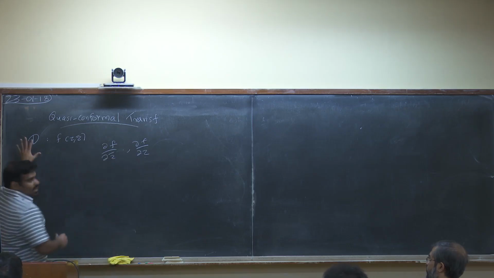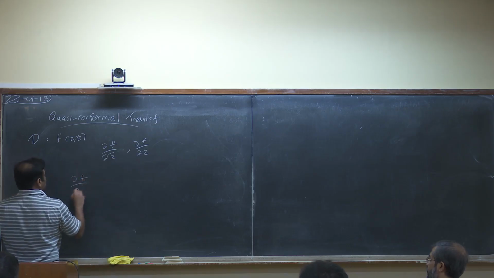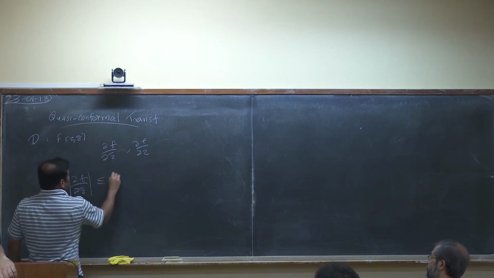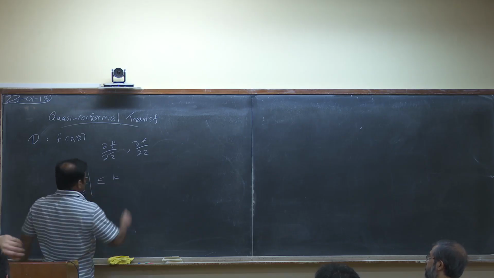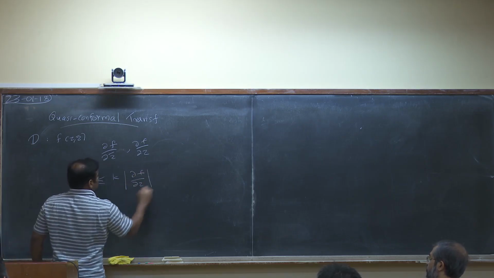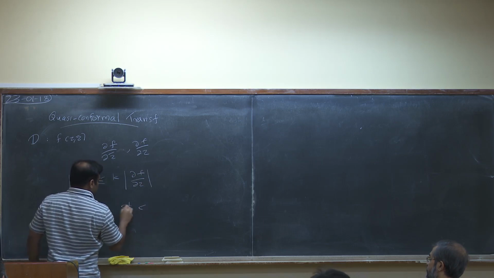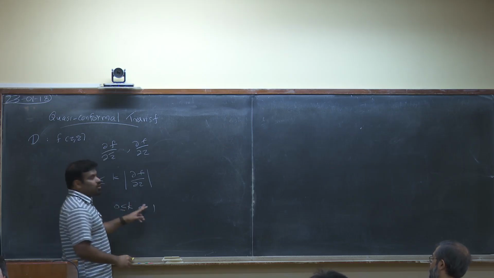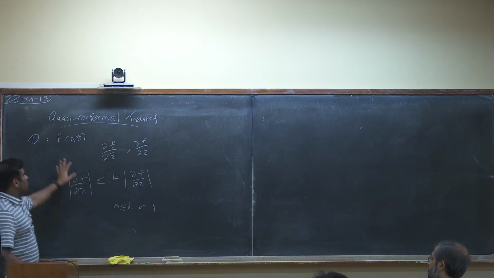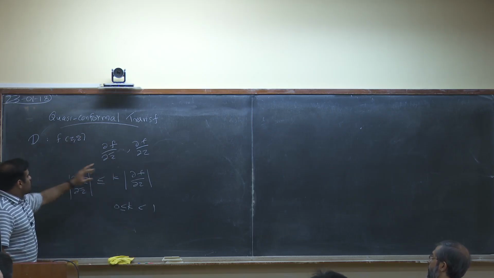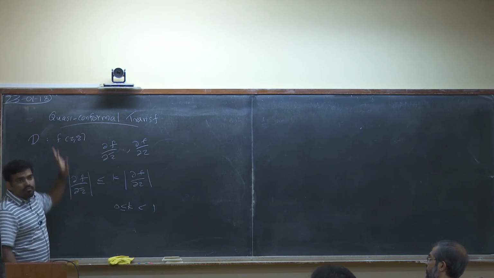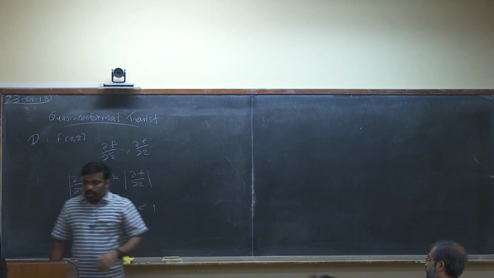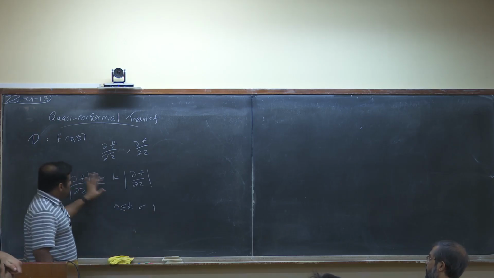Inside this domain, if you compute the mod of del f by del z bar, it should be less than or equal to some real number k times the mod of del f by del z, where k is a real number that belongs to the interval 0 to 1. If the function satisfies all these properties, then we call this function a quasi-conformal transformation. This is just a nomenclature, a definition of one class of functions, and these functions are really useful.